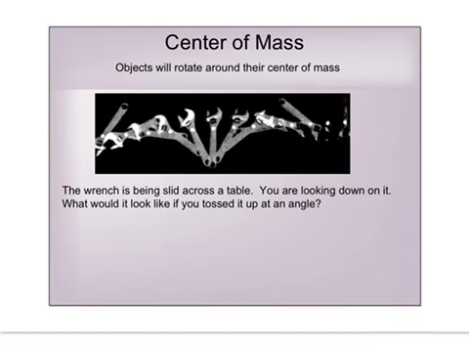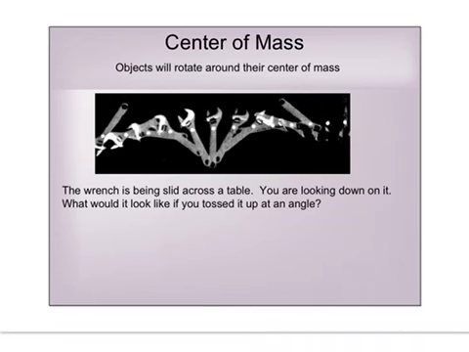Now the final piece before we head into the lab is this basic statement right here about the center of mass of an object. Objects will always rotate around their center of mass. So the picture that you see with this wrench, the white dot is showing you where the center of mass of the wrench is, and as it's being slid across a table while rotating, you can see that the center of mass essentially moves across the table in a straight line.